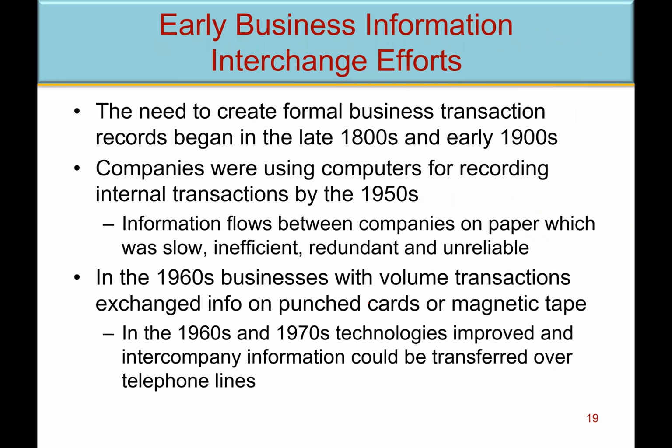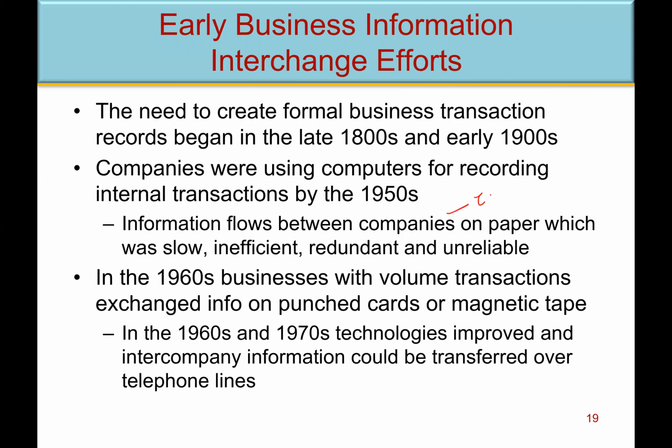Okay, early business information interchange efforts. So let's look at the history of early business information interchange, how they exchanged information. The need to create formal business transaction records began in the 1800s and early 1900s, quite a long time ago. Companies were using computers for recording internal transactions by the 1950s. Information flows between companies were on paper, which was very slow, inefficient, redundant, and unreliable.